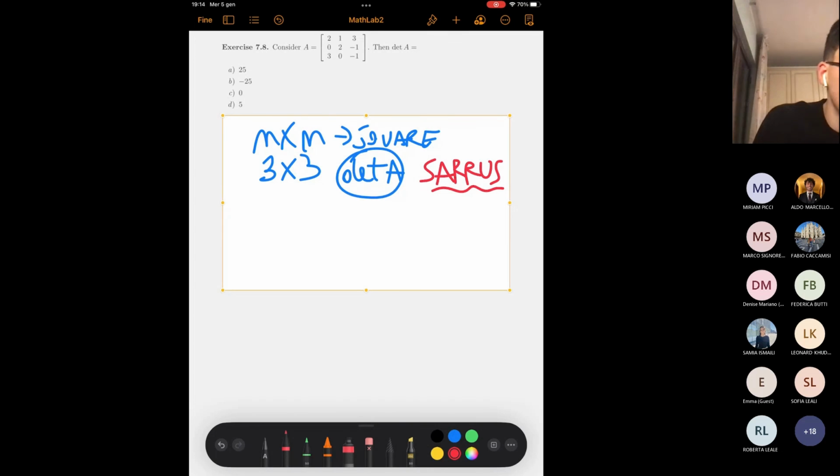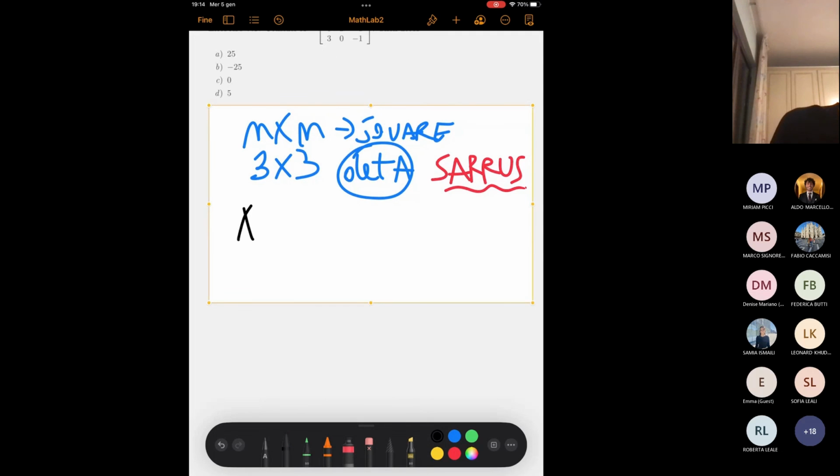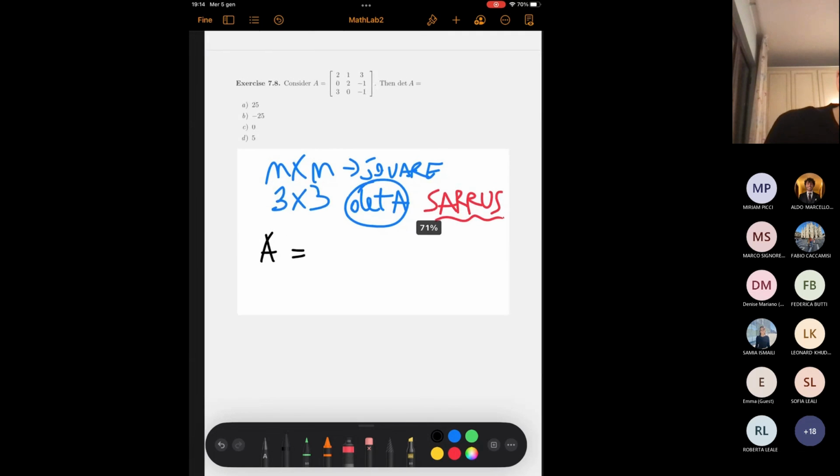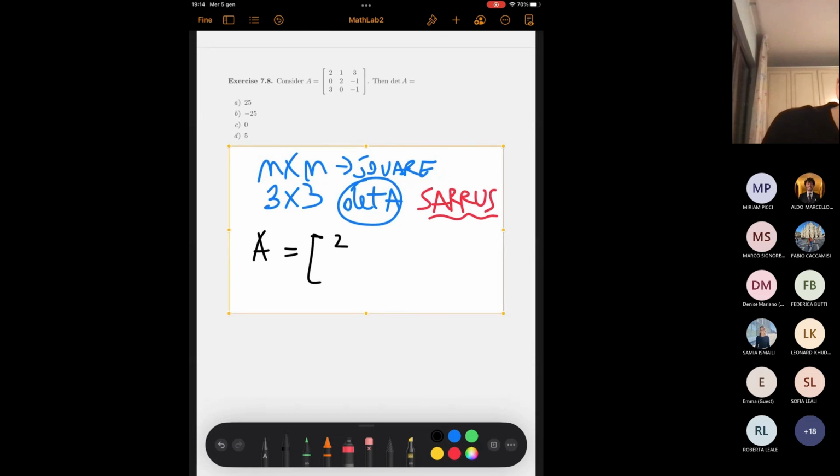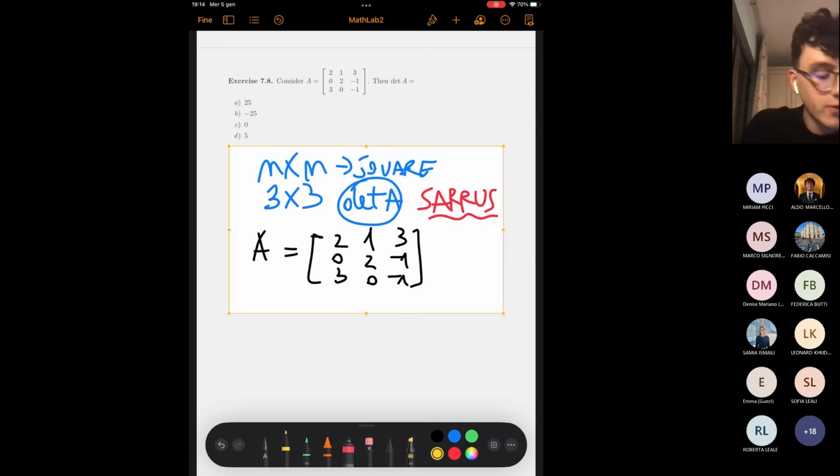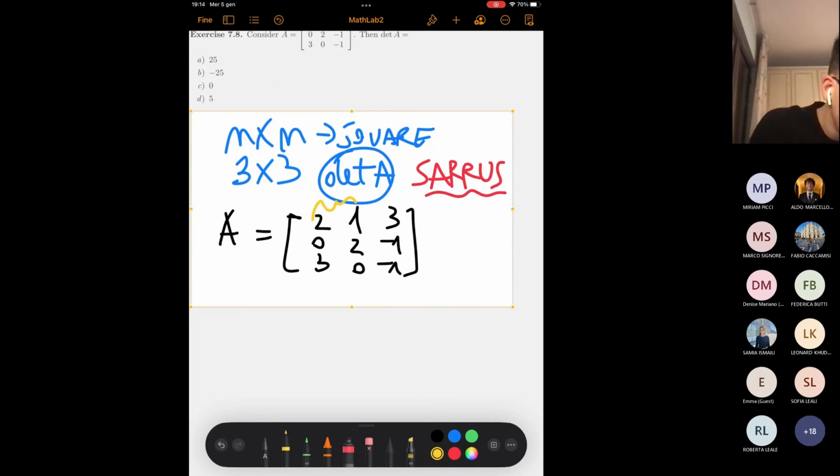So first of all, we rewrite the matrix. A is equal to 2, 0, 3, 1, 2, 0, 3, minus 1, minus 1. And then, in order to use this rule, we just have to recopy the first 2 lines below. So 2, 0, 3, 1, 2, 0.